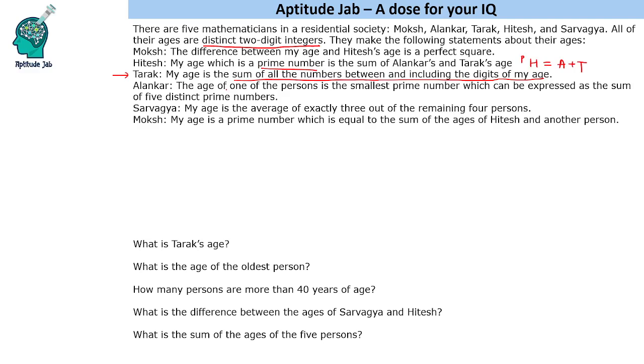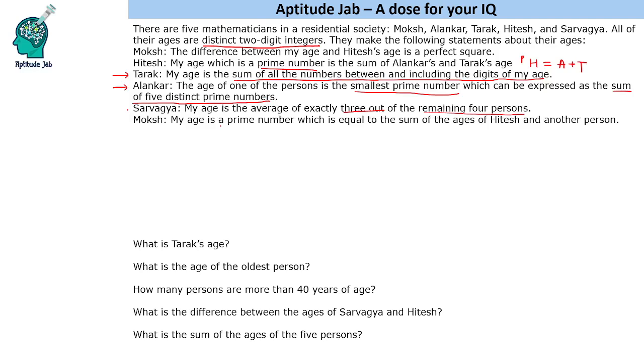Alankar says the age of one of the persons, not Alankar necessarily, one of the persons is the smallest prime number which can be expressed as the sum of five distinct prime numbers. So this also we will solve for it. Interesting information. Sarvagya says, my age is the average of exactly 3 out of the remaining 4 persons. So that means we will have to find the age of the remaining 4 persons to get his age. So his age would be figured out in the end.